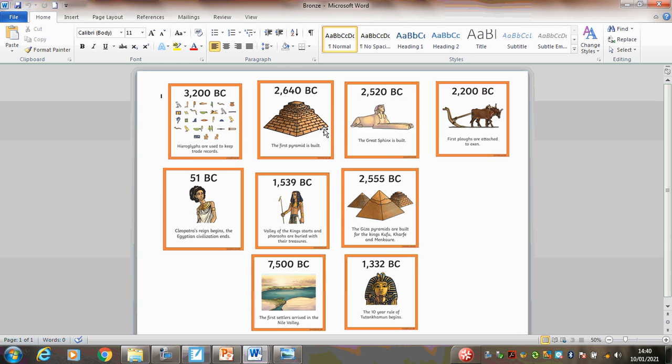These are all significant events that happened in ancient Egypt, and they are all mixed up. So you need to put them in order from oldest to newest. All of them are before Christ, but the oldest one is going to be the largest number, and it goes down to the smallest number. So this one here, the 7,500 BC, is going to be your first element on your timeline, and then you would work your way down.